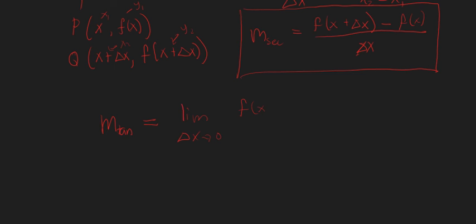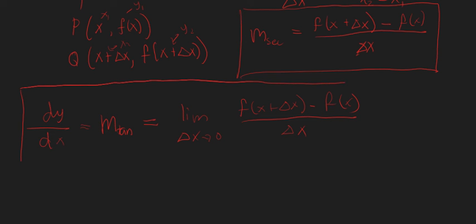F of x plus delta x minus f of x all over delta x. So this is the definition of the derivative, dy dx. So if you want to take the derivative of a certain function, you just take f of x plus delta x, you subtract that function, and you divide by delta x. You take the limit of that as delta x approaches 0, and you already know how to take the limit.